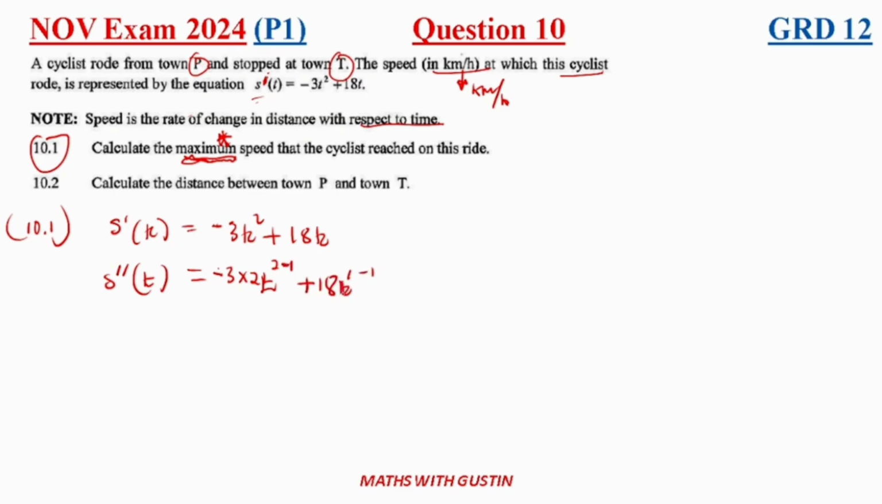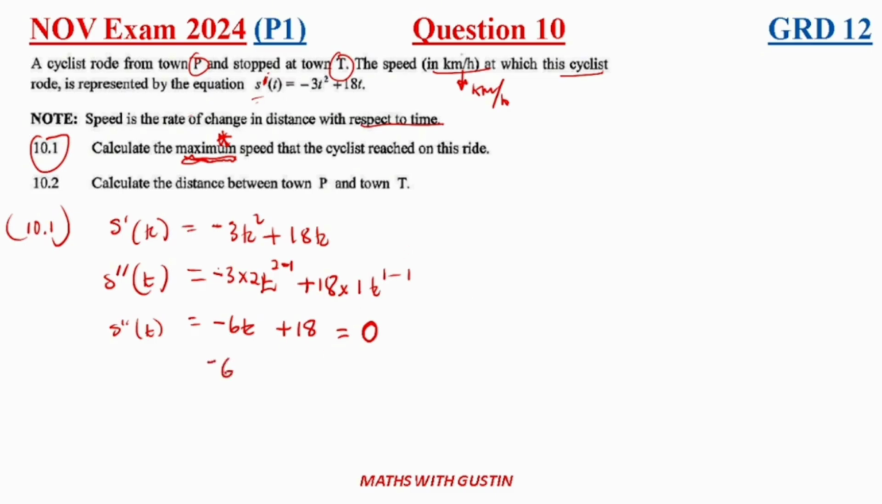Let me put it nicely here, times t to the power of 1 minus 1. So now we're going to simplify our derivative. In this case it is going to be equal to negative 6t plus 18. This will have to be equal to 0. This is the same thing that you would do if you were doing a cubic function and they ask you for the point of inflection. So the second derivative is equal to 0.